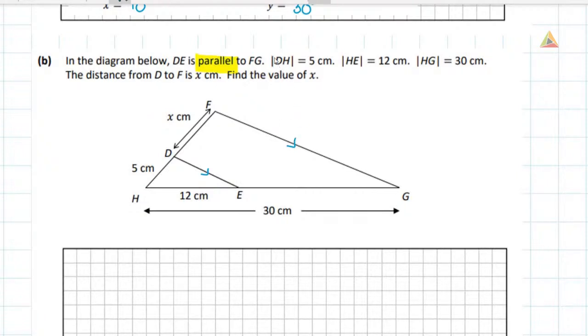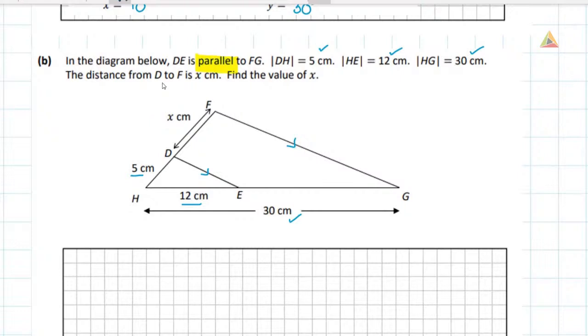I'm also told lengths. So again, I have these two straight lines here. The length of the line segment from D to H is 5. So they've told me that. The length of the line segment from H to E is 12 centimeters. That's filled in. The length of the line segment from H to G is 30 centimeters. So that's filled in here.